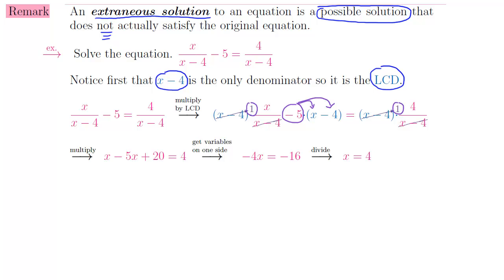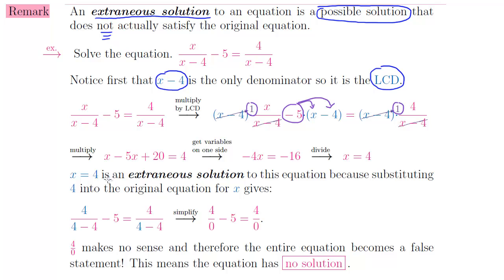But let's look more deeply. It turns out that x equals 4 is actually an extraneous solution to this equation, not a real solution. Because if you substitute 4 into the original equation for x, you get something kind of fishy. So focus on this original equation here: x over x minus 4 minus 5 equals 4 over x minus 4. Substitute in x equals 4. It's going to become 4 over 4 minus 4 minus 5 equals 4 over 4 minus 4.